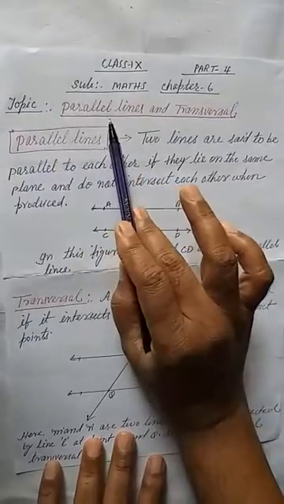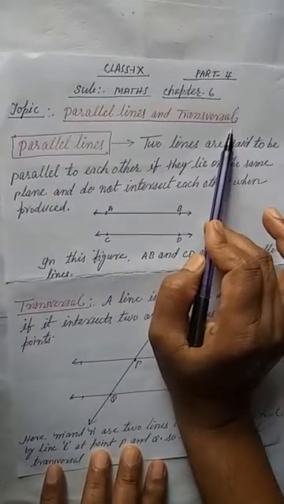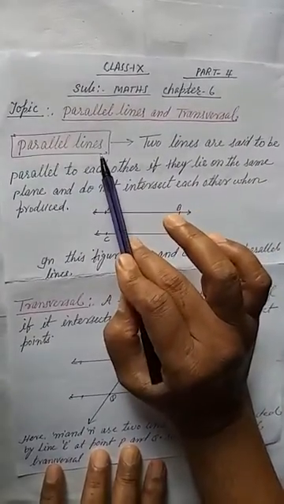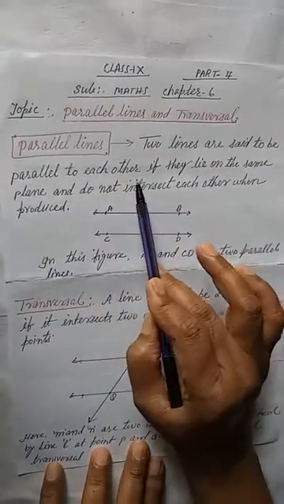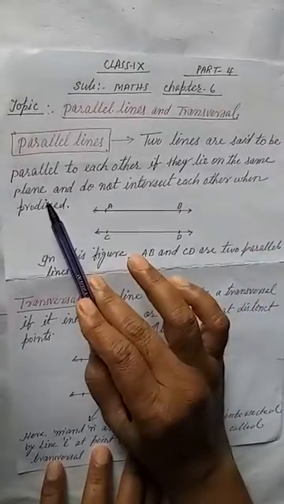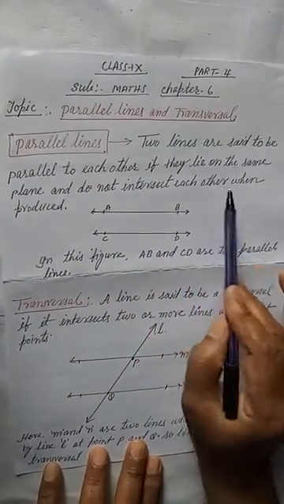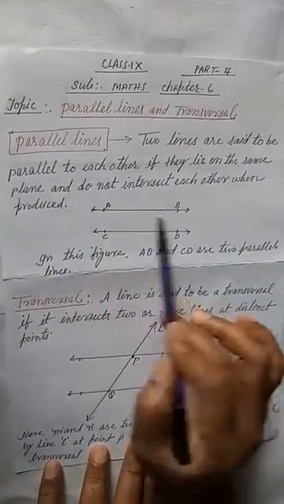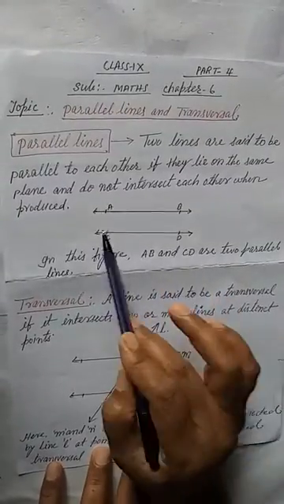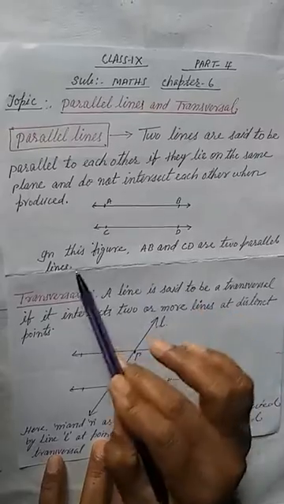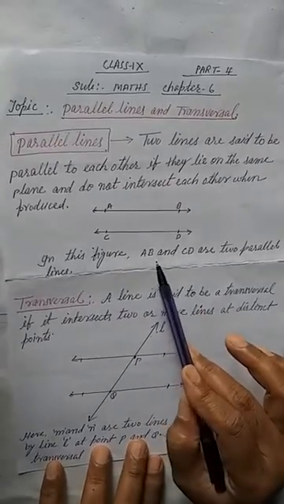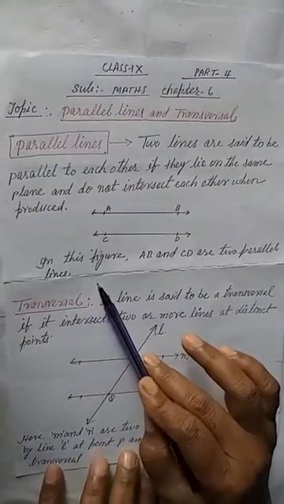Now, next topic: parallel lines and transversals. So these are parallel lines. Two lines are said to be parallel to each other if they lie on the same plane and do not intersect each other when produced. After producing, they do not intersect anywhere. So in this figure we can say that AB and CD are two parallel lines.